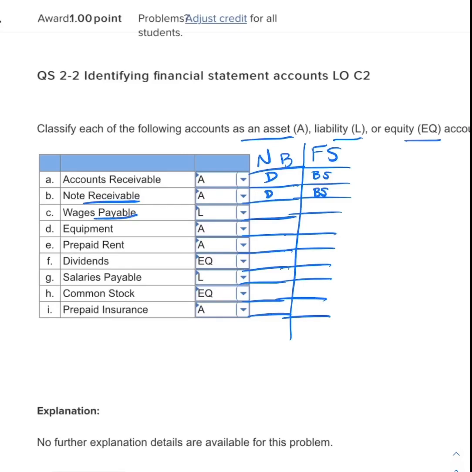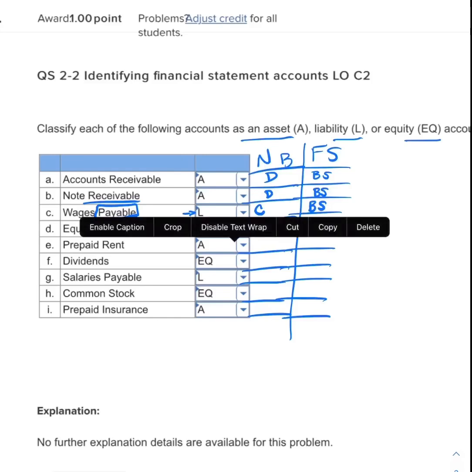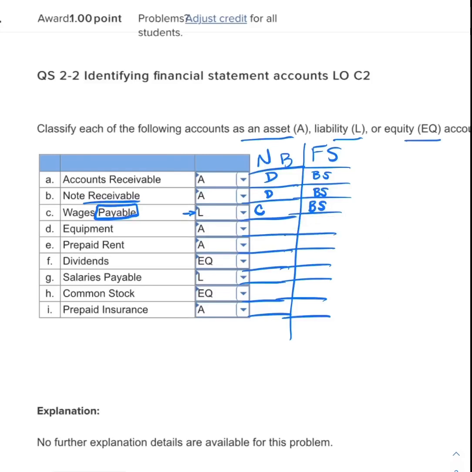Wages payable. You see that keyword payable and you jump and you say that is a liability, and you are in fact correct. That is a liability. Liabilities have a credit normal balance, and liabilities go on the balance sheet. Next, you have equipment. Equipment is an asset, and assets have a debit normal balance, and they go on the balance sheet. Prepaid rent, that is an asset. Assets have a debit normal balance, and they go on the balance sheet.